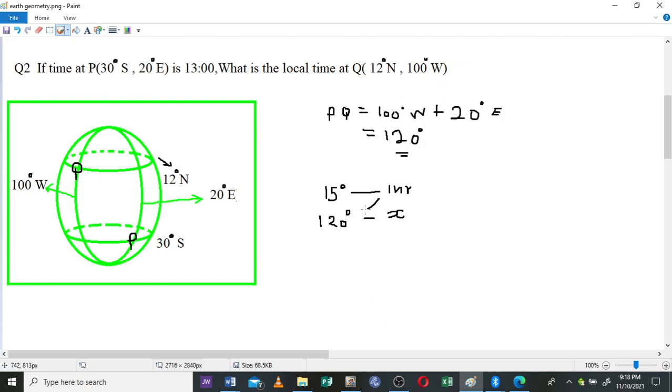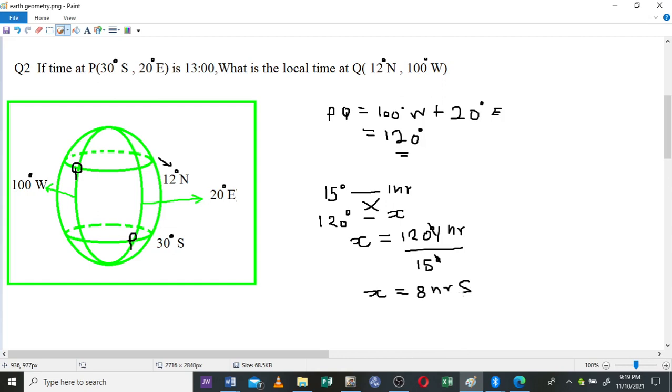Here we can solve for x. We're going to have x is equal to 120 degrees, that's we have the hour, divided by 15 degrees, right? Now, if we do that, we are going to remain with hours, and we are going to find this to be 8 hours. So the difference in time between these 2 points is 8 hours.